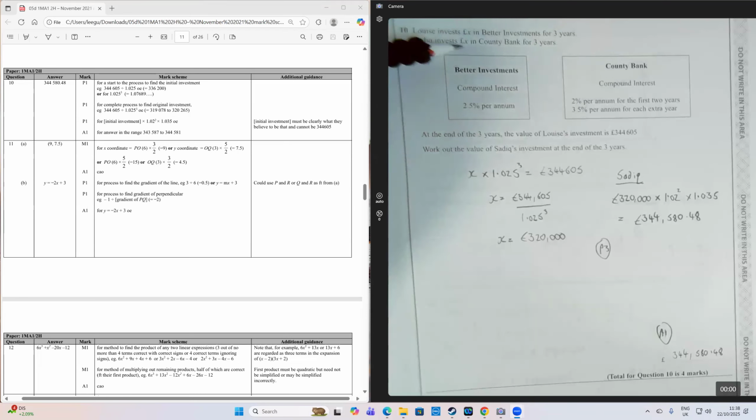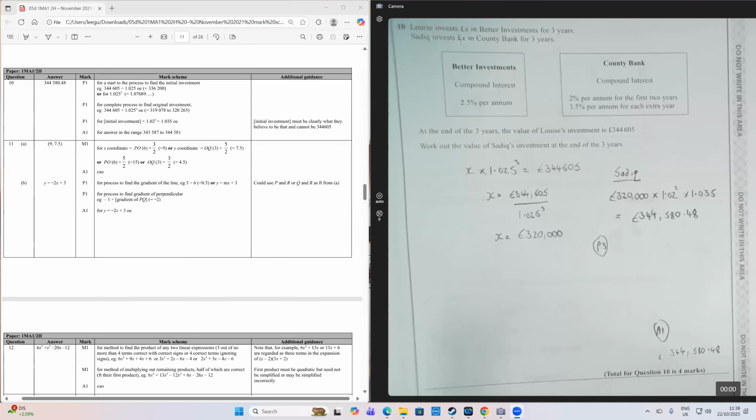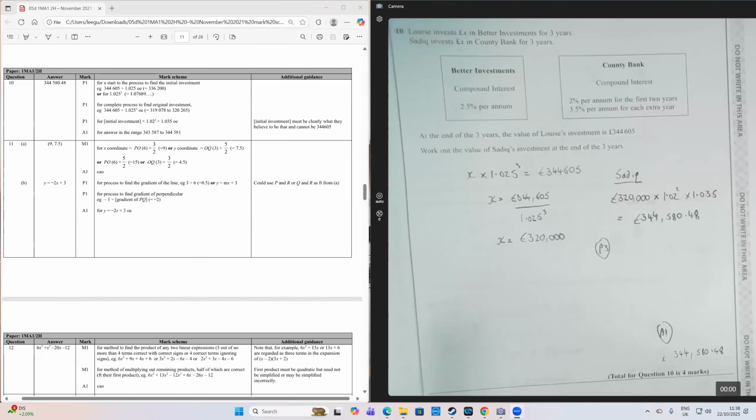But notice that both Louise and Sadiq invested x, the same amount at the start. So the key to this question is knowing how much it was that Louise invested at the start, because that's going to be the first important step. So here's what we do.